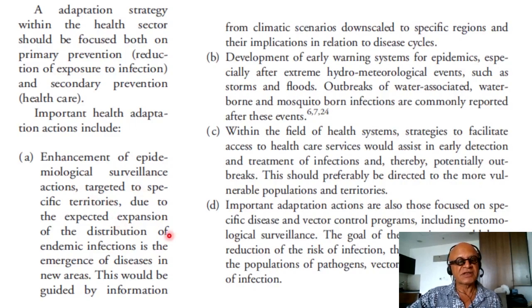Important health adaptation actions include, not comprehensive, enhancement of epidemiological surveillance actions targeted to specific territories due to the expected expansion of the distribution of endemic infections and the emergence of diseases in new areas. This sounds not so well written. This would be guided by information from climatic scenarios downscaled to specific regions and their implications in relation to disease cycles. What do we mean? Basically, we are again going to translate climate projections based on scenarios to disease cycles, like crop modeling, and try to take decisions based on those.